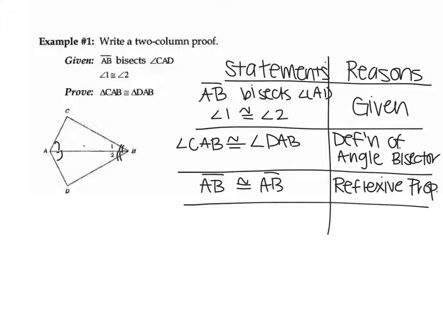So if I go ahead and mark this side congruent, I now have two angles and then the side that's included between those two angles. So I now have enough to say that triangle CAB is congruent to triangle DAB, and the reason would be angle-side-angle.